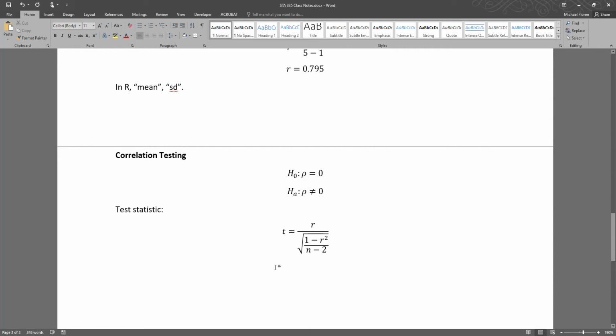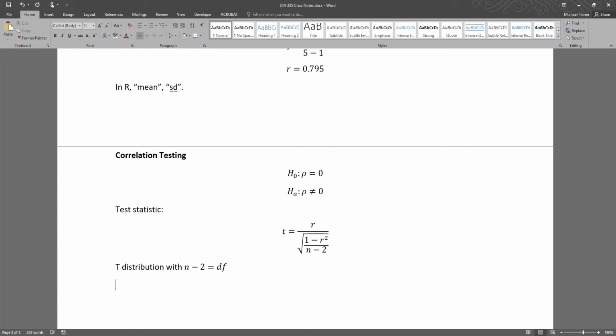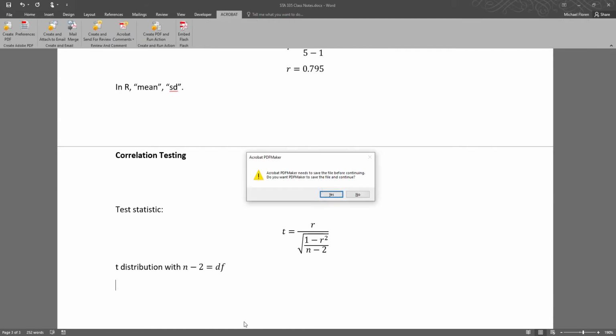Note that this is compared to a t-distribution with n minus 2 degrees of freedom. So as you looked at the t-distribution in your previous classes, this is the same t-distribution. The interesting thing here is just the degrees of freedom is n minus 2. So we'll continue our example.